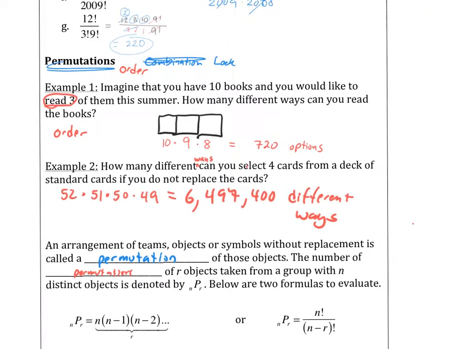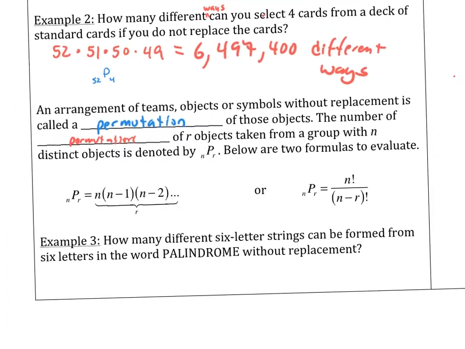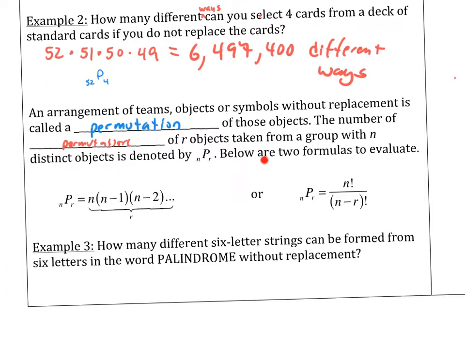So just so that you see the perspective up here, I would say 10P4. So that situation is 10P4. I have 10 books, and I'm going to read 4 of them. Down below is I have 52 cards, and I'm going to choose 4 of them. And these 2 formulas can be used to evaluate.